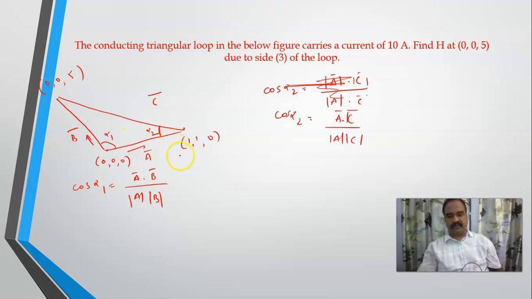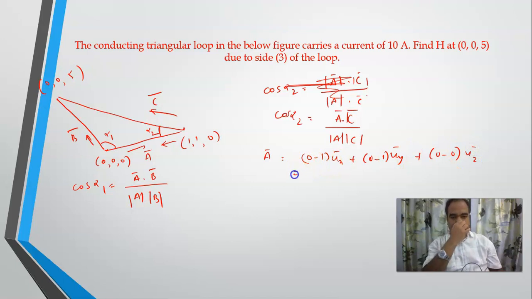So in this case, what I should consider, the vector must be in this fashion, right? So what is my a bar in this fashion? It will be from the end point to this point. So I'll get (0 minus 1) ux bar plus (0 minus 1) uy bar plus (0 minus 0) uz bar. So what I'll be getting? I'll be getting minus ux bar minus uy bar.